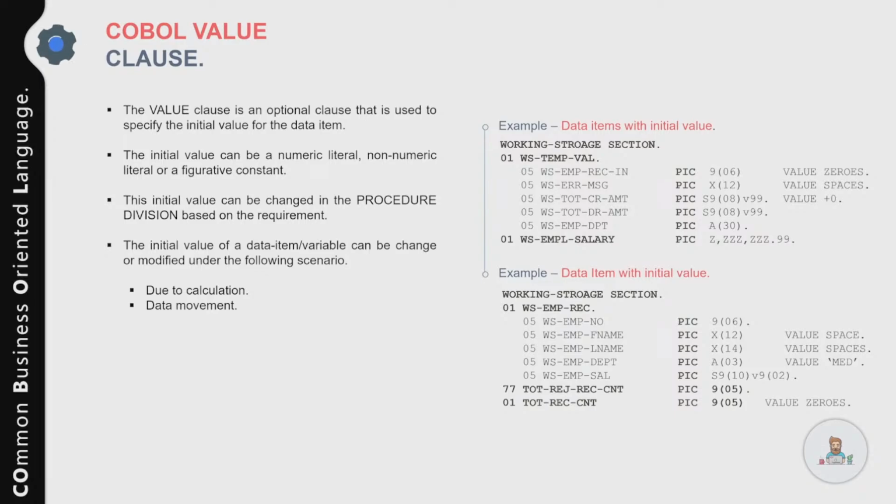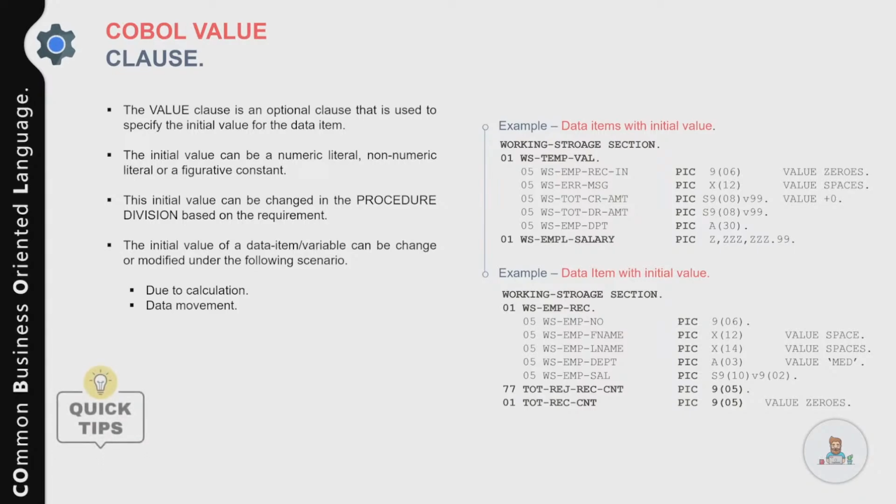After that, we have the employee department variable, which is defined as alphabetic, and the length is 3. And we have assigned an initial value of MED. So that means it's a medical department. Whenever you run your program, this particular variable is going to have an initial value of MED, and you can very well change that as per your requirement in your COBOL program.